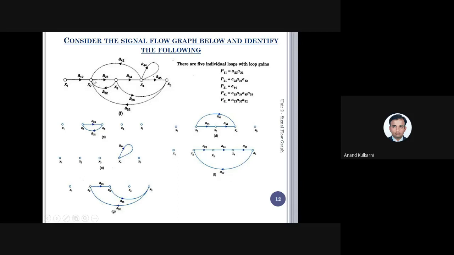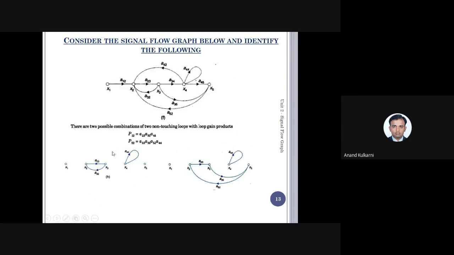Similarly, there is a fifth loop. How is that? A2 to 3, then 3 to 5, then 5 to 2. Just observe here. This is the fifth loop. So there are totally 5 loops: 1, 2, 3, 4, 5. So in this drawing, there are 5 loops.